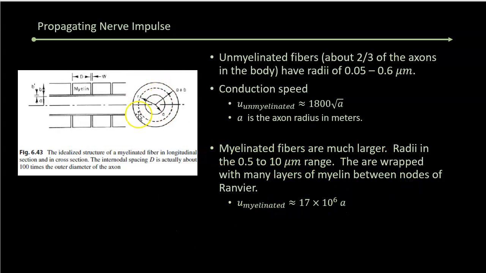And they're wrapped with many layers. So it's not a single layer of myelin. It's many layers of myelin going around. And this scale is nowhere close to accurate, because the distance between these nodes, where there is no myelin, is about 100 times the outer radius. So from here to here, the nodes of Ranvier are very far apart.